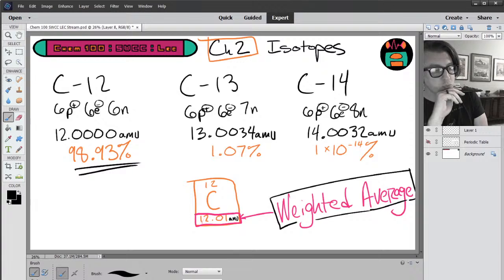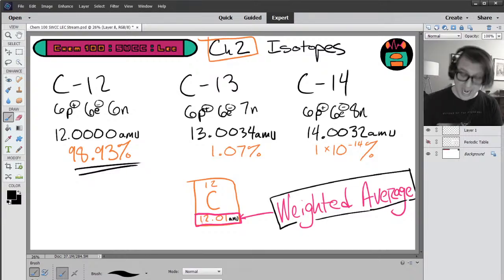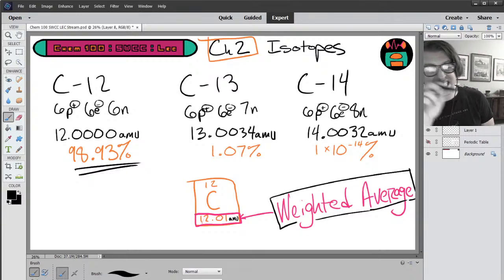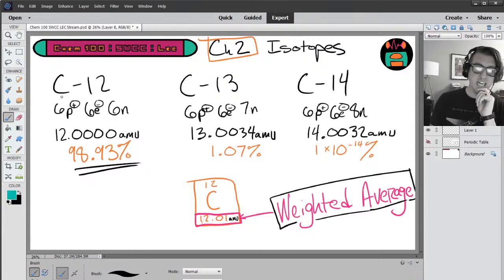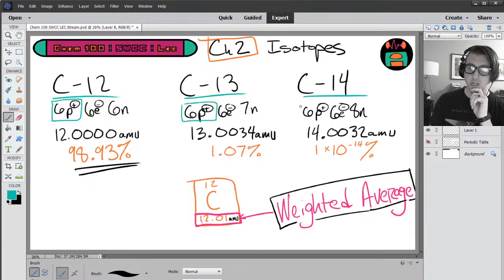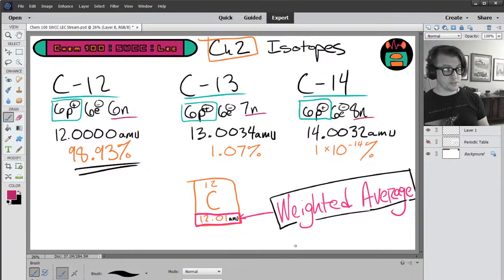All right, Christian, great question. Christian asks, why are there 3 types of carbon? Isn't it only one element? And so Christian, this is the answer. An element is defined by the number of protons in the nucleus. And you'll notice that for each isotope, carbon 12, 13, and 14, you have the same number of protons. So these are all the same element. The reason why they have different masses is because they have different neutron counts.